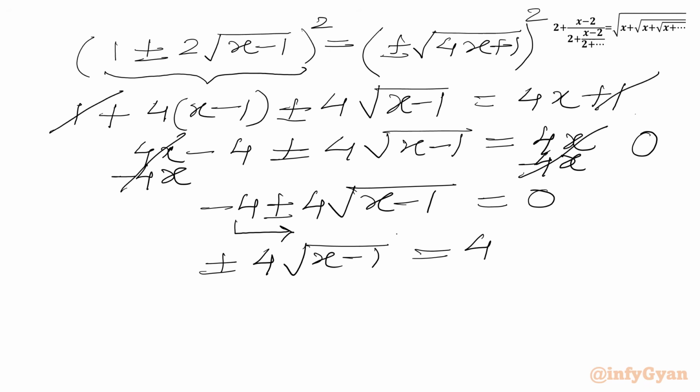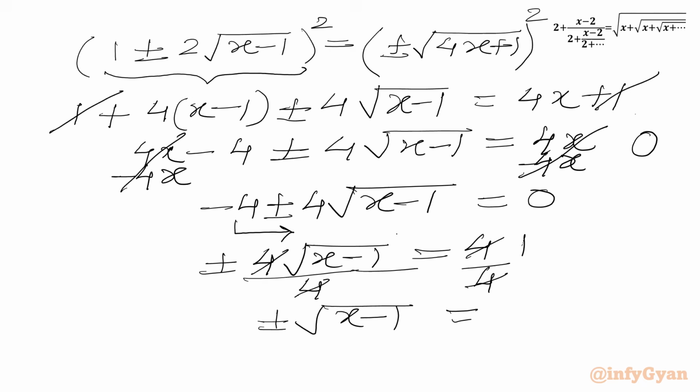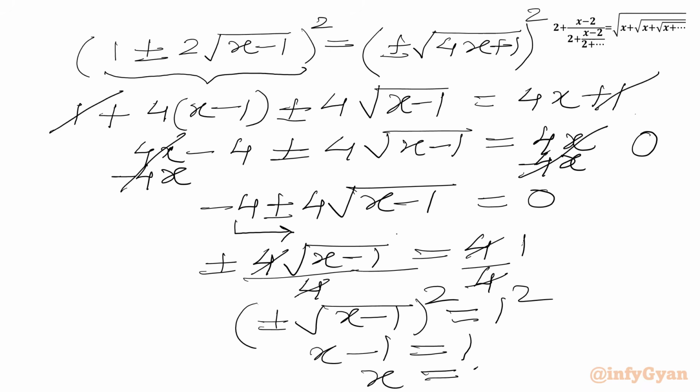Now we can divide both sides by 4. So we will write here divided by 4, divided by 4. 4 over 4 will be 1. So we can write plus minus square root x minus 1 equal to 1. Again we have to consider squaring both sides, and we will get x minus 1 equal to 1. Just by adding 1 to both sides, we will get our answer x equal to 2.